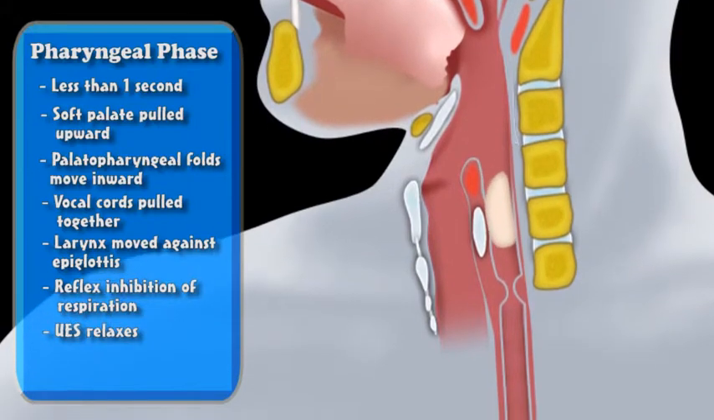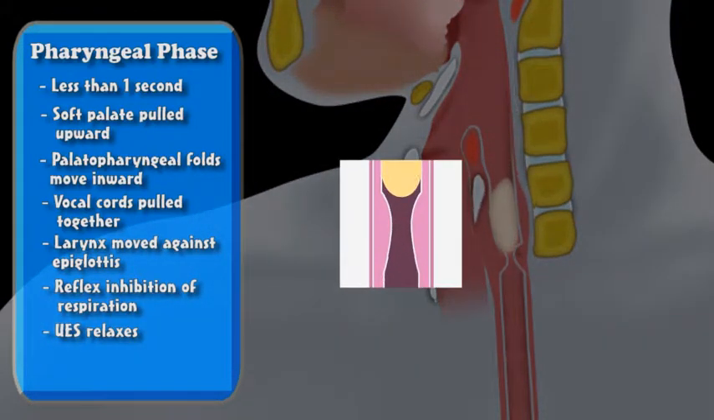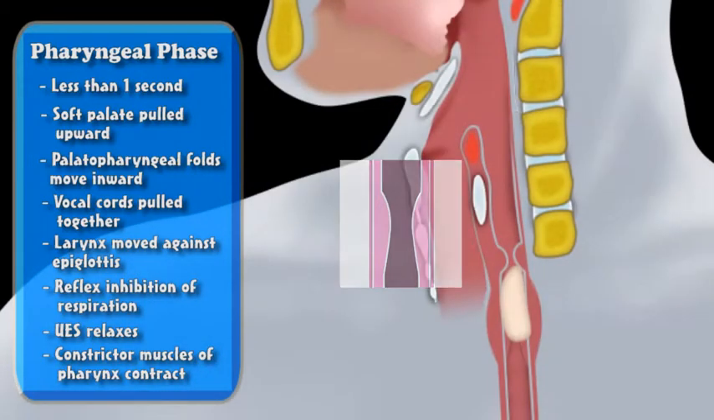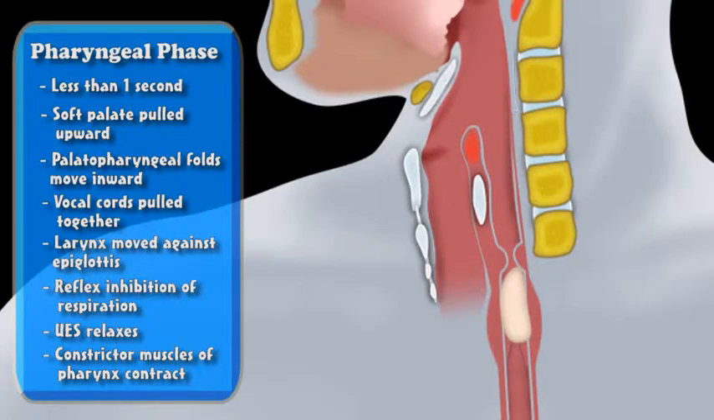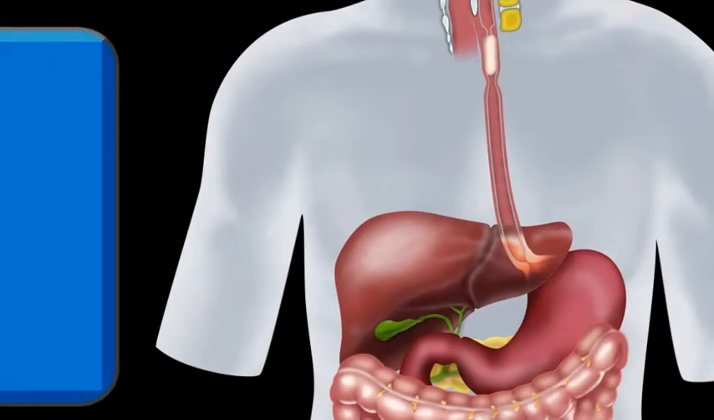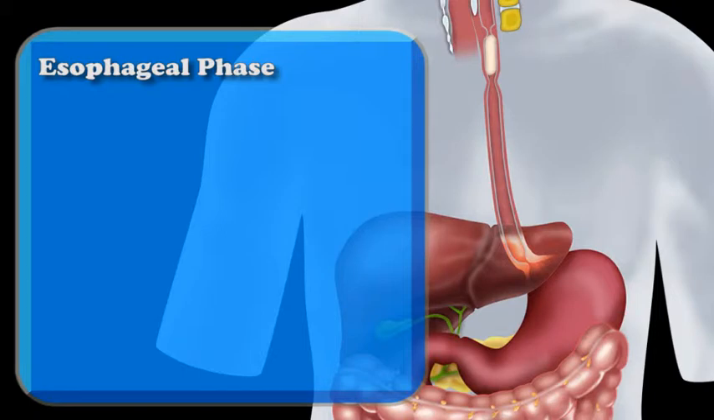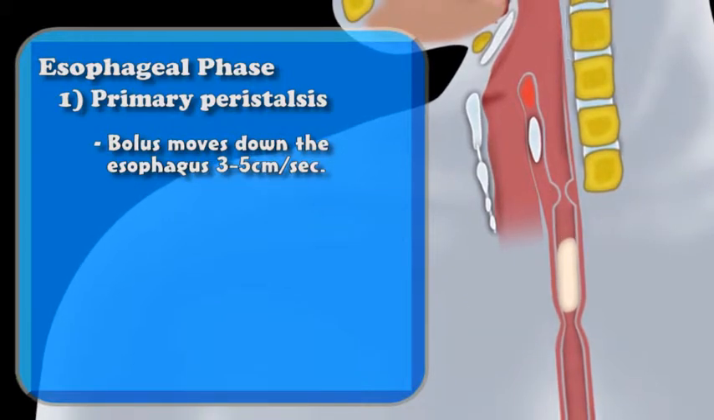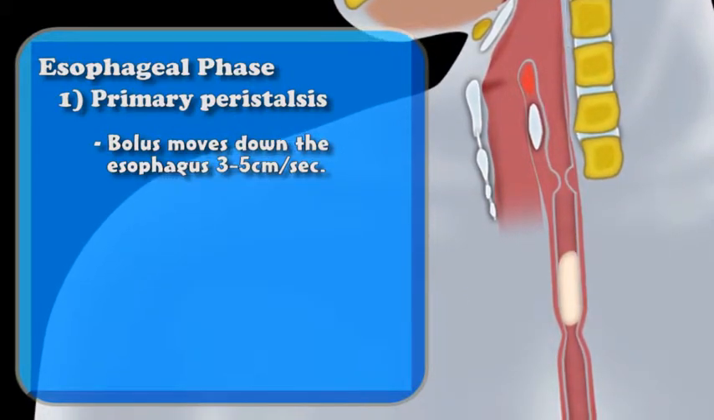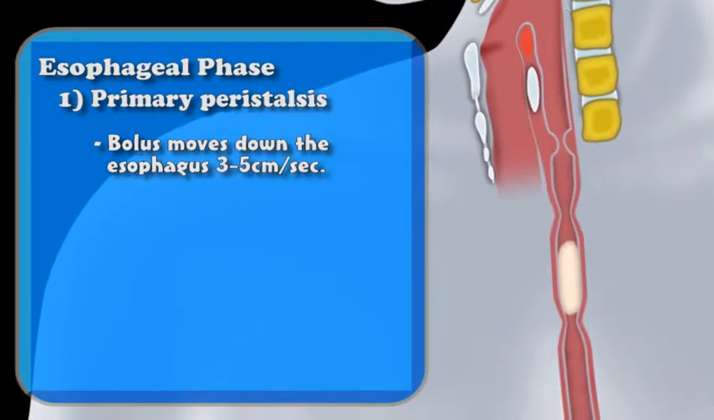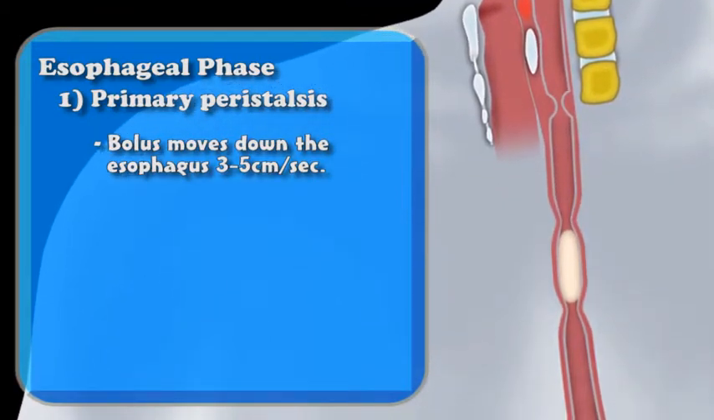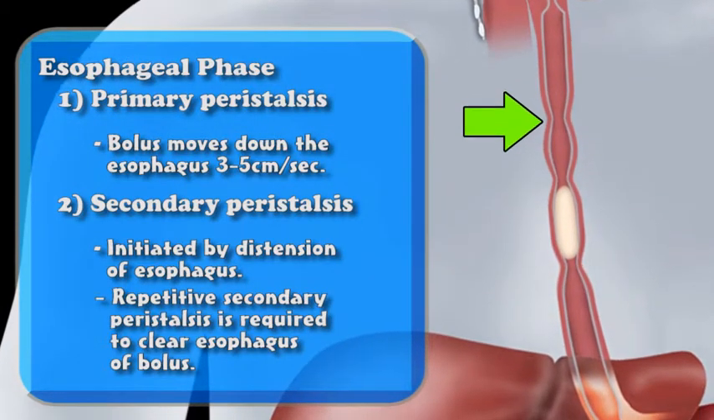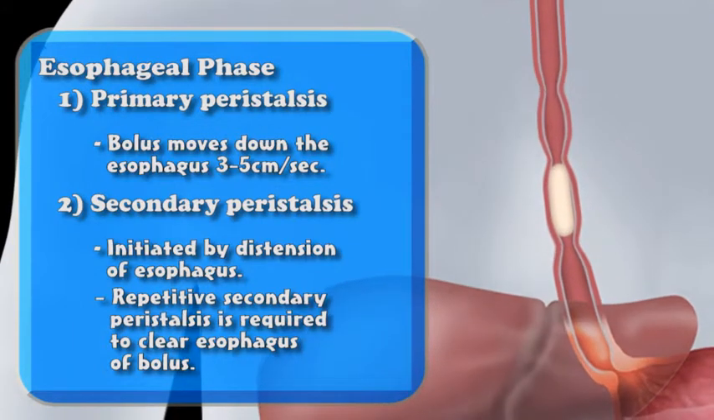The upper esophageal sphincter, in turn, relaxes to receive the bolus. The constrictor muscles of the pharynx then contract to produce a peristaltic wave which strongly forces the bolus deeply into the pharynx towards the esophagus. The entry of the bolus into the esophagus initiates a peristaltic wave along its length. This wave, called primary peristalsis, moves down the esophagus slowly, up to 3 to 5 centimeters per second. Distension of the esophagus by the moving bolus initiates another wave called secondary peristalsis. Repetitive secondary peristalsis is required to clear the esophagus of the bolus.